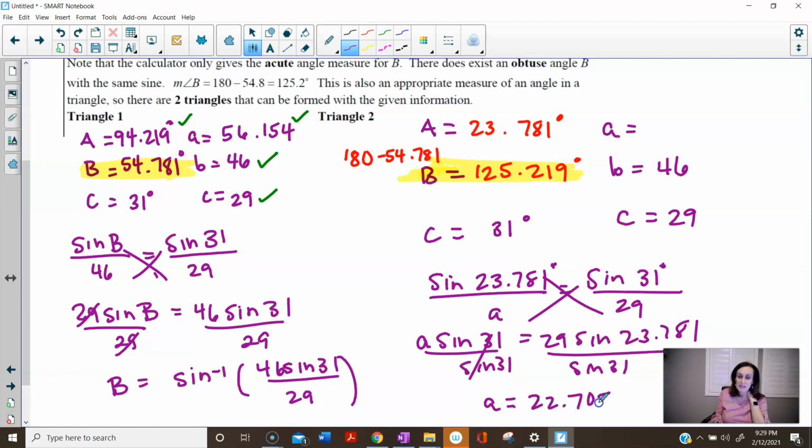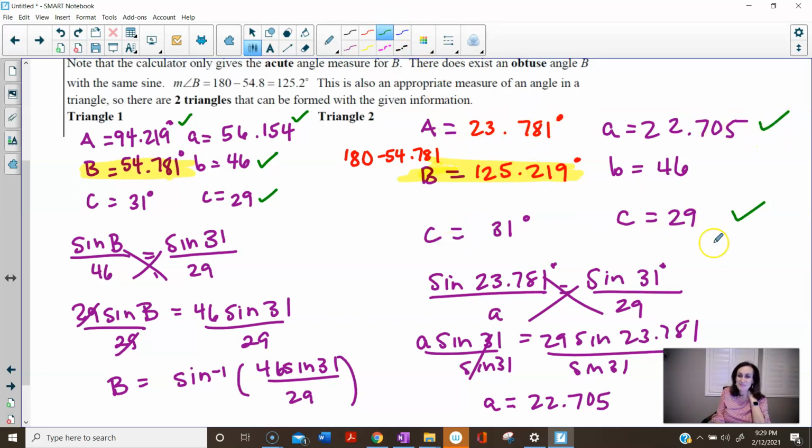And I recommend putting that into the calculator to make sure you can get it. And now you can see that I have a smallest check. I have a medium, up here smallest check.